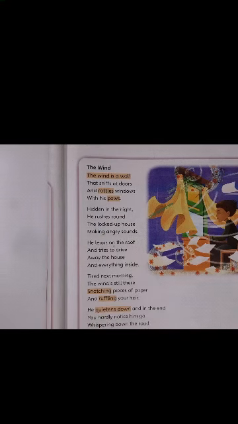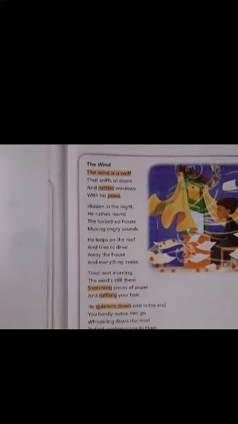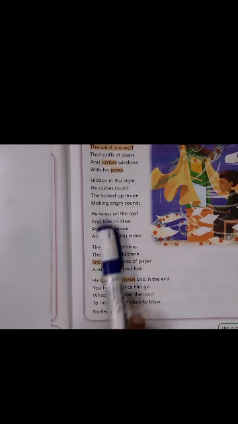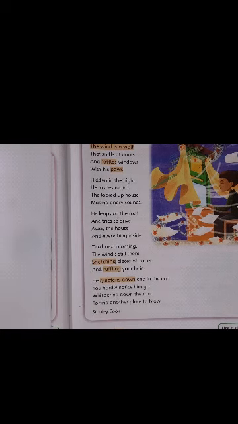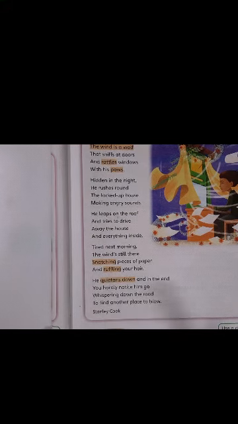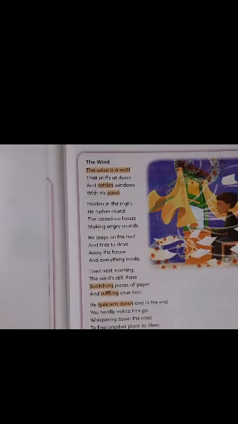Yes, sniffs. Okay, that's through the nose, the action, when you do this. Then rattles. Yes, rattles also. Then leaps. That's also a verb. And then you have ruffling. Right? So all these are your verbs.